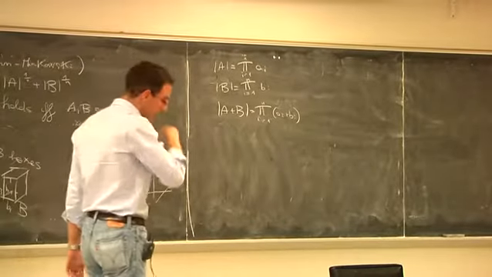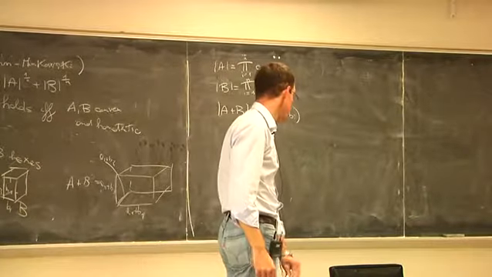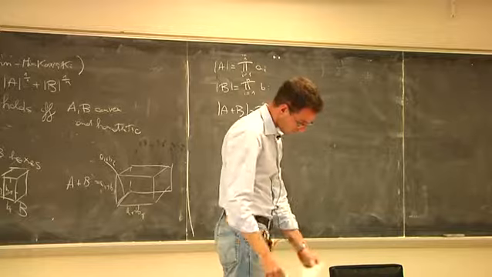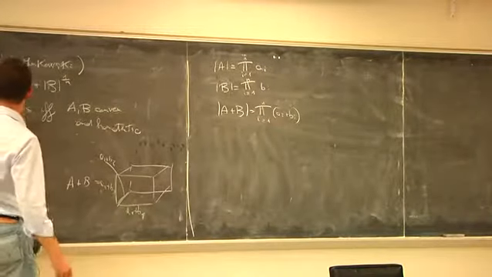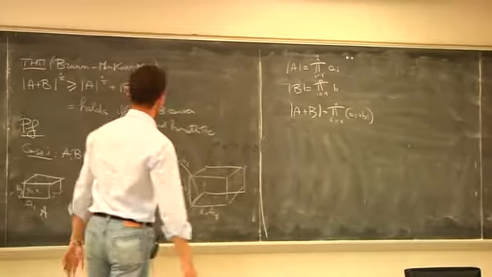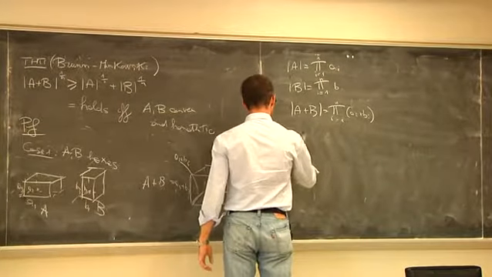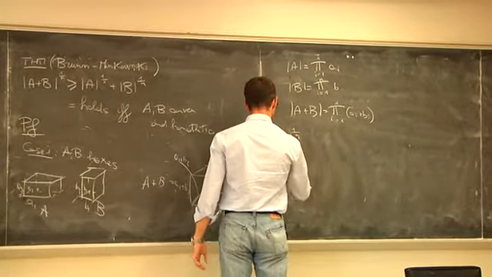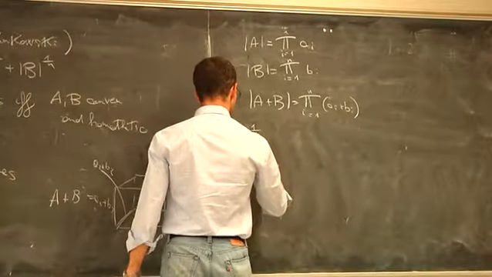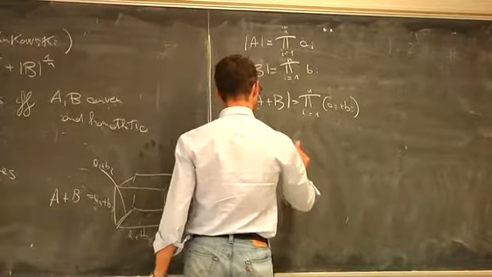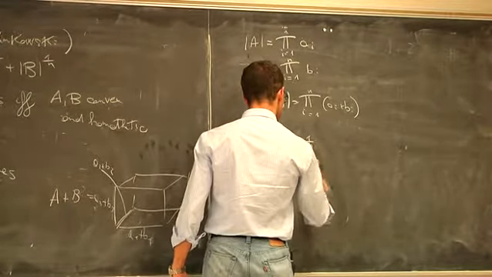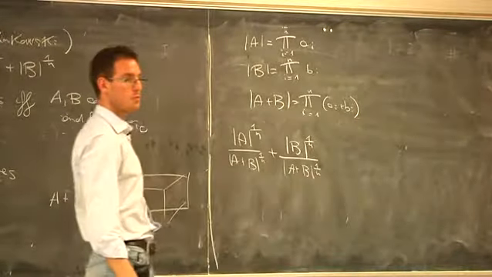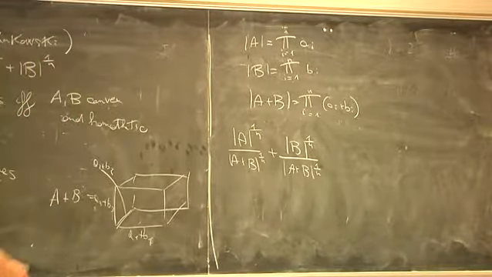Okay, so now my goal is to prove that this inequality is true. What I'm going to do is actually divide here. So I'm going to consider the quantity Vol(A)^(1/n) over Vol(A+B)^(1/n) plus Vol(B)^(1/n) over Vol(A+B)^(1/n). I want to prove that this quantity is less or equal than 1.